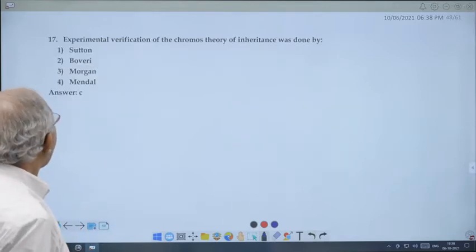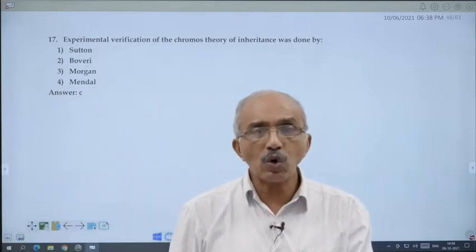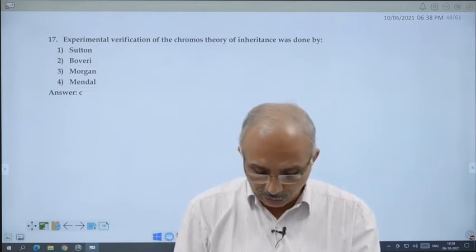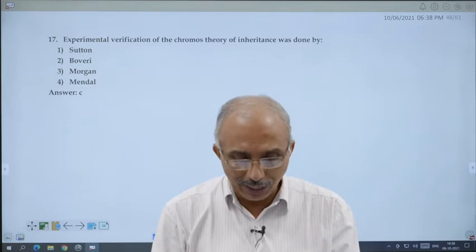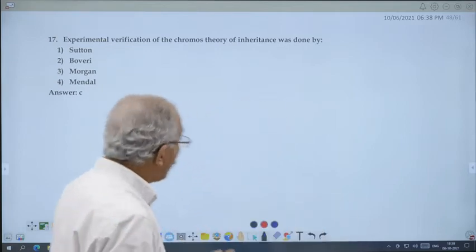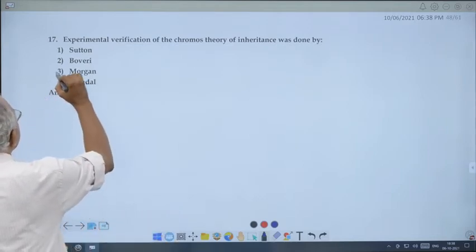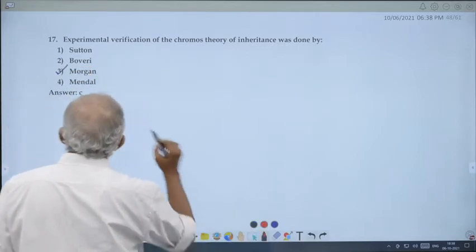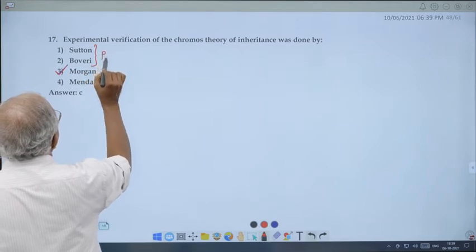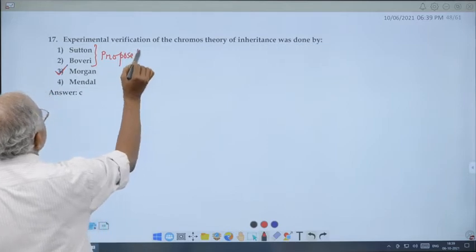Next, experimental verification of the chromosomal theory of heredity. It was by which one? Not Mendel, it is Morgan. Sutton and Boveri proposed the chromosomal theory.